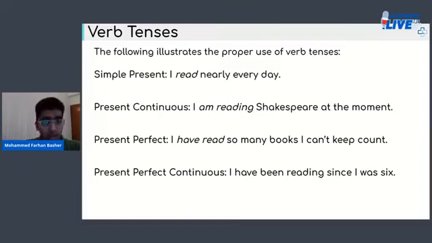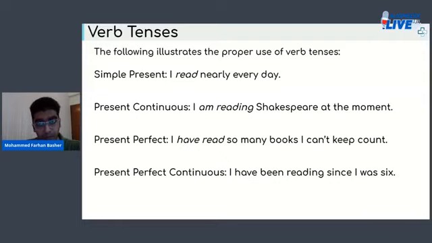And how regular is that action of yours? You do that action every day. So you say, "I read nearly every day." So this sentence is in the simple present tense, talking about an action that takes place or that you pursue every day. So it's a general truth, something that you do every now and then in the present.